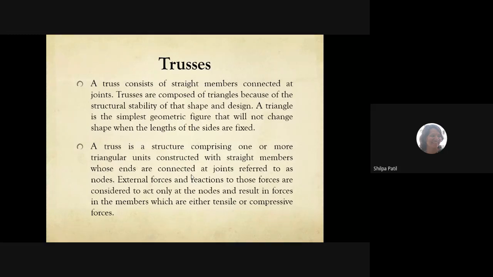The definition is written here. Somebody can simply read. Anyone from you? What is a truss? Yes, ma'am.